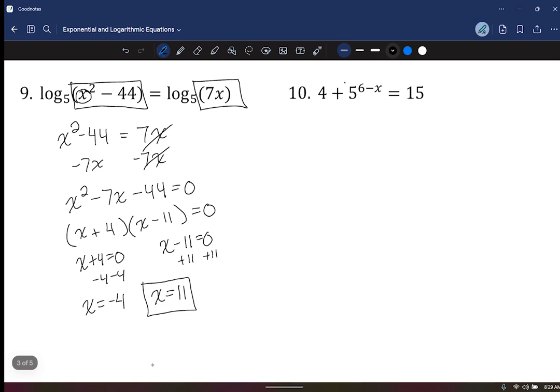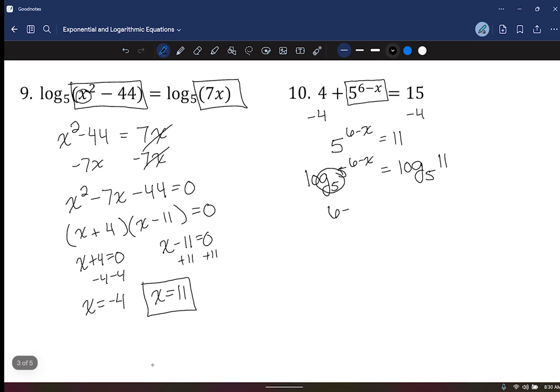All right, so number 10. I can see that the x I'm trying to get to is in this exponent, but we have this 4 being added, so I'm going to subtract 4 first because I need to isolate that base with its exponent. So that gives us 5 to the 6 minus x equals 11. All right, now notice this 11 over here does not have an exponent. So to get rid of this base of 5, I can do a log with a base of 5. If both sides have an exponent with a variable, then you're probably not going to be able to do that unless you can make your bases the same. So this is going to cancel.